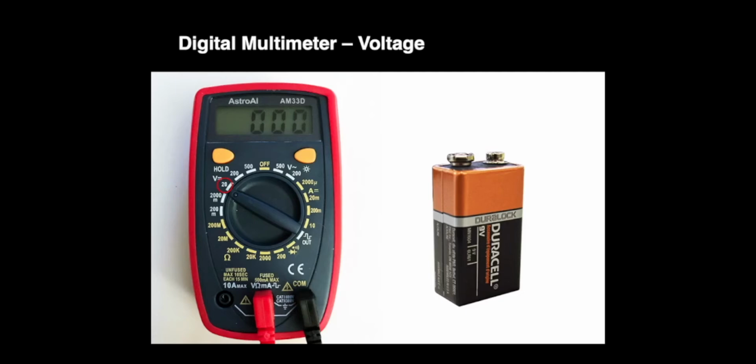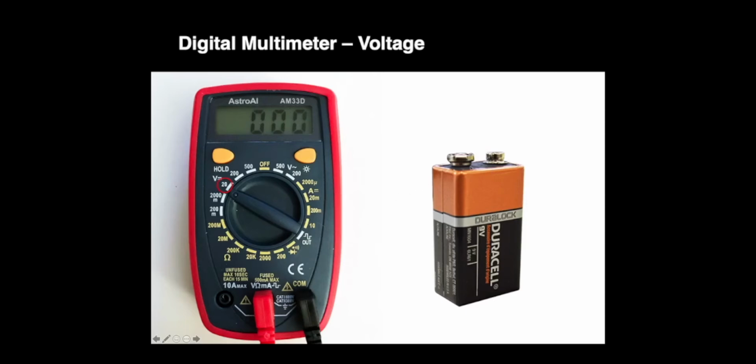And then if you want to test voltage, you can do that as well. We're just going to deal with DC current. So you want to make sure that it's turned to the V with the straight line and the dots underneath it, not the V with the squiggly line that represents AC. This one represents DC current.